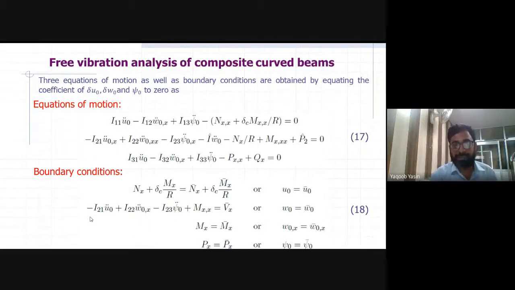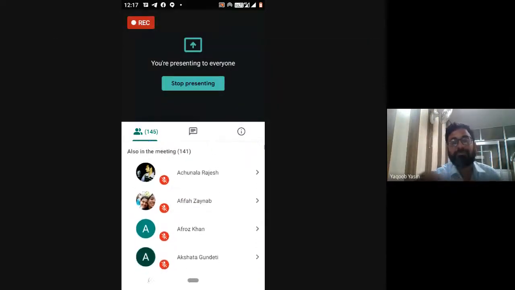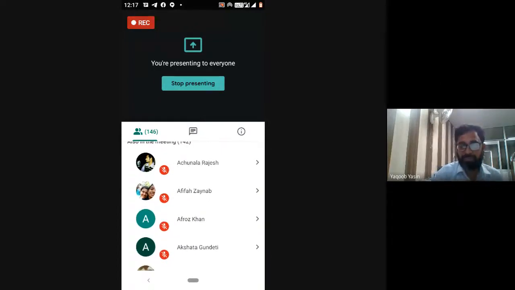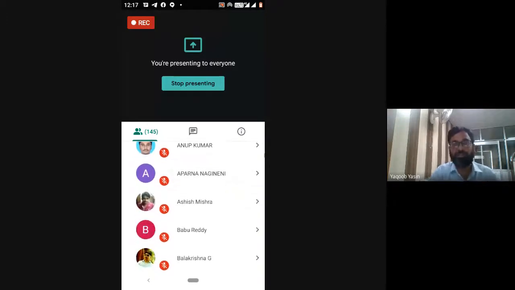So the first step for obtaining the solution is that we have to represent these force resultants and moment resultants in terms of displacements. These are defined in terms of displacement using the stiffness coefficients of beams.